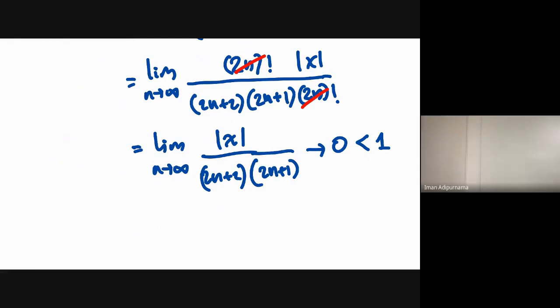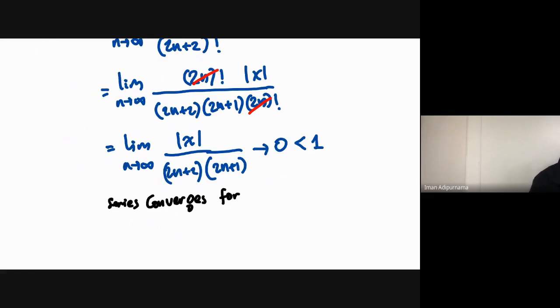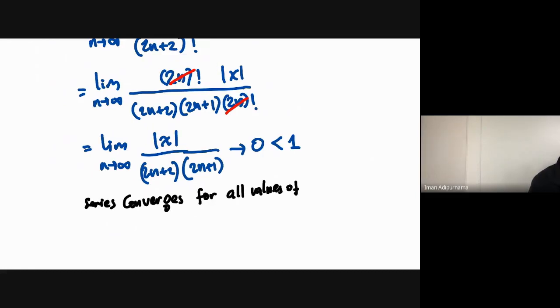Previously, it only converges when x equals 0 because the n itself is already infinite. Now the limit is 0 when n is approaching infinity. So all x can converge if this happens. The series converges for all values of x.